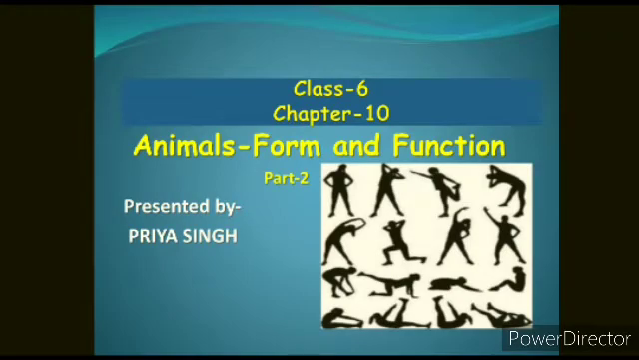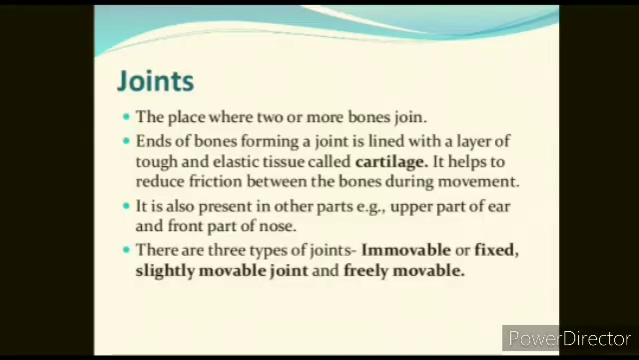Hello everyone, this is the second part of chapter number 10, Animals, Forms and Function. In the previous video we discussed the human skeletal system and its various parts. In this video we will discuss joints, their different parts, and different types. The joints are the places where two or more bones join.